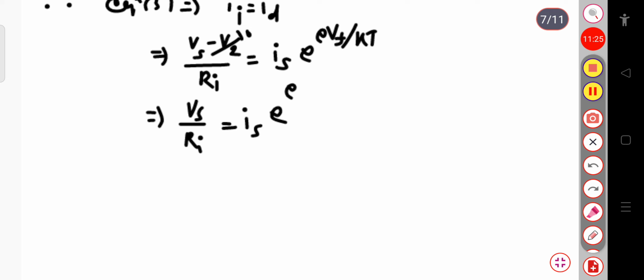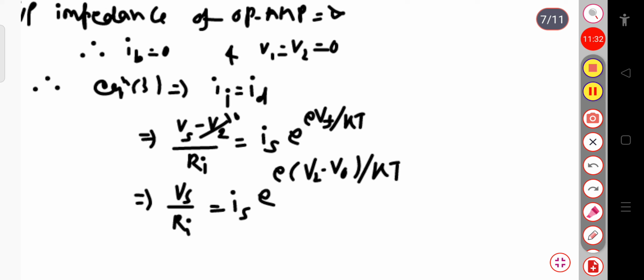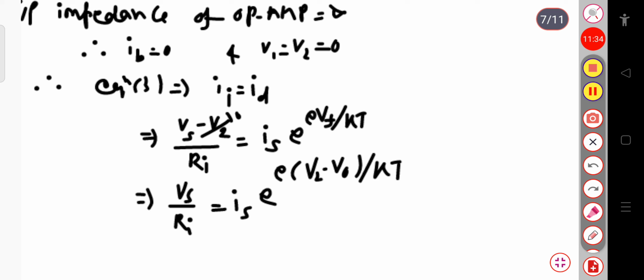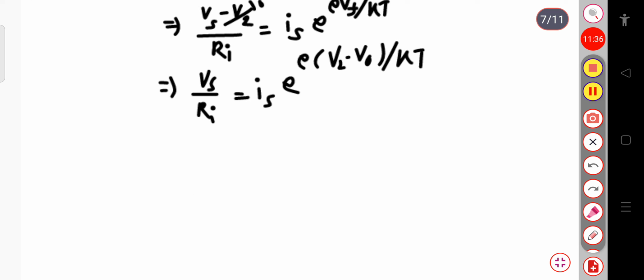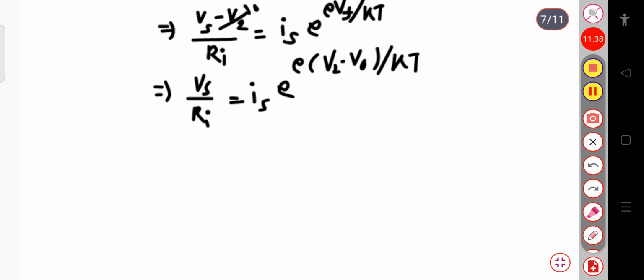So here this will be V2 minus Vo divided by Kt. But here the V2 value will be 0, since V2 equals 0 from the virtual ground concept. So this can also be written as equal to Is into exponential minus eVo divided by Kt.